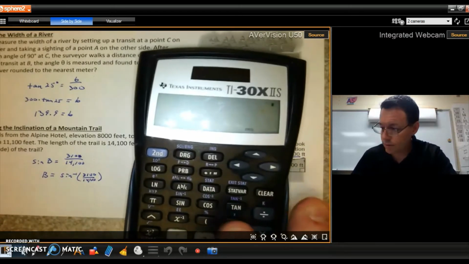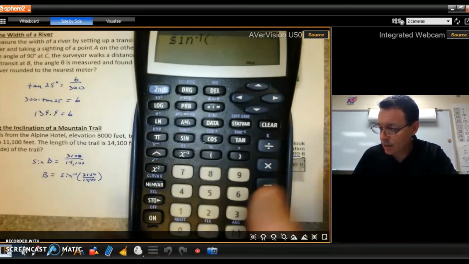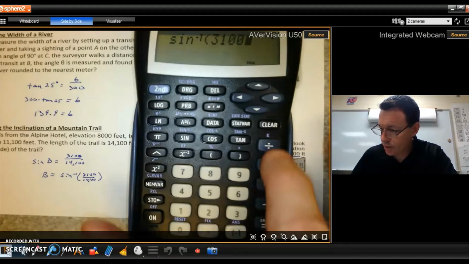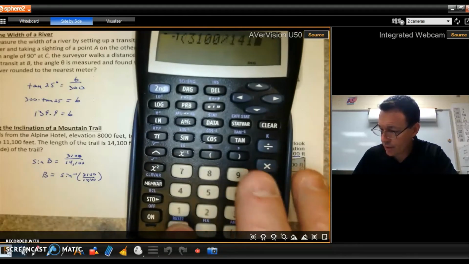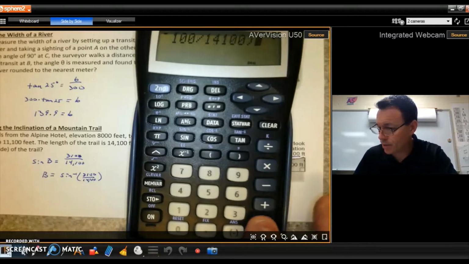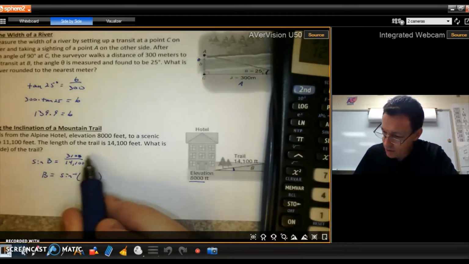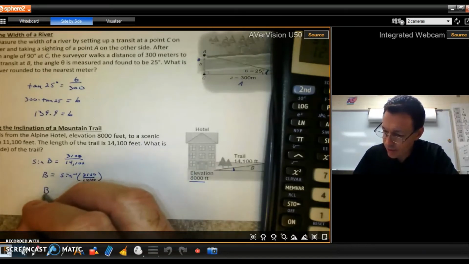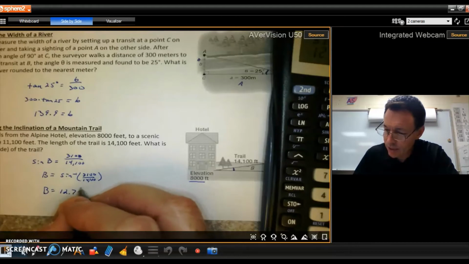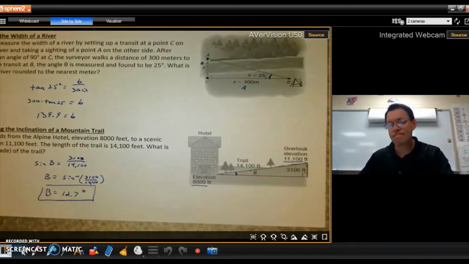Okay, so get off the glare. Second sine, and then 3,100 divided by 14,100. I like to close my parentheses, and that's my value, 12.7. The directions don't seem to say anything about rounding, so we'll just say that. Okay, 12.7 degrees. Okay?